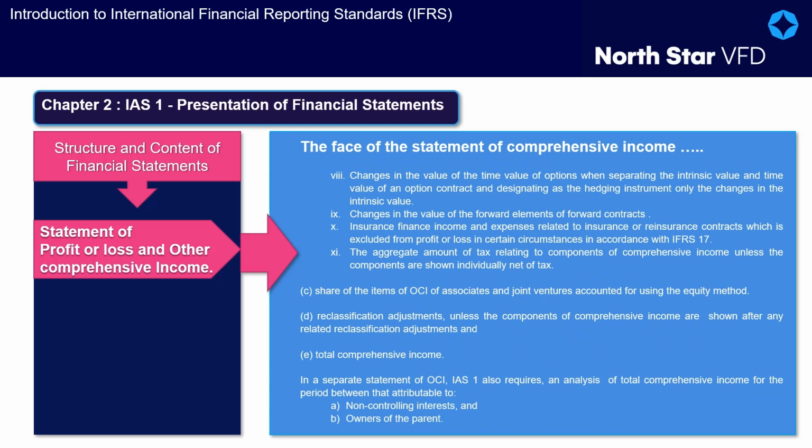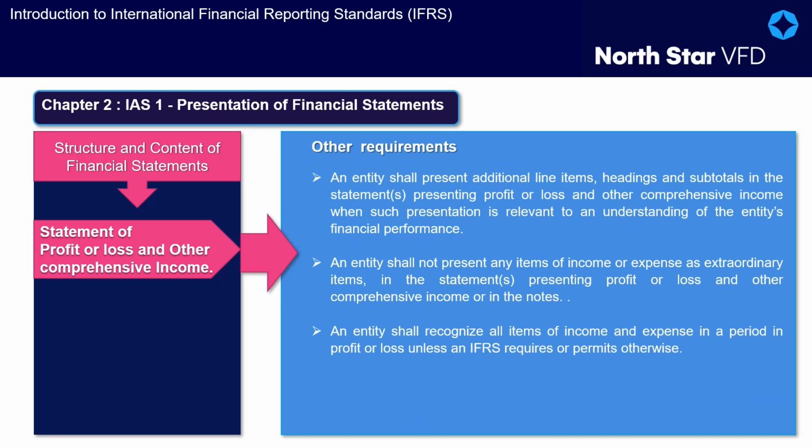As we have discussed items to be presented on the face of the statement of profit or loss and other comprehensive income, let us look into other requirements relevant to profit or loss and other comprehensive income. Other requirements. An entity shall present additional line items, headings and subtotals in the statements presenting profit or loss and other comprehensive income when such presentation is relevant to an understanding of the entity's financial performance.